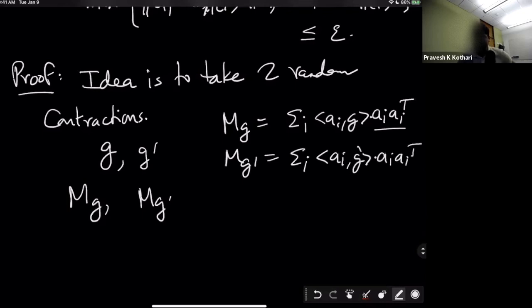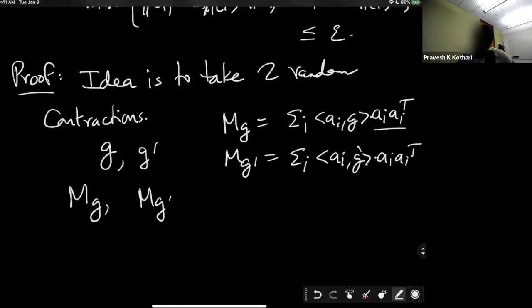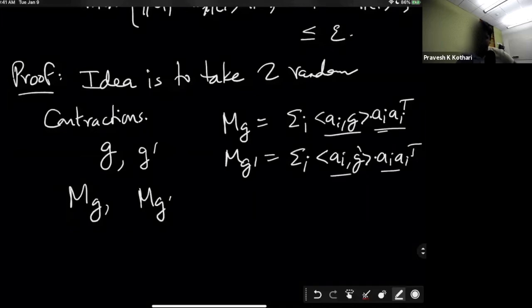Okay. And so the idea is to observe that if you have two matrices which share the vectors that appear but have different coefficients on them, then you can simultaneously diagonalize them. As in, you can actually recover the a_i's. If you have M_G and M_G', which are weighted combinations of the same rank one terms and the weights are distinct, then you can recover the rank one terms uniquely.